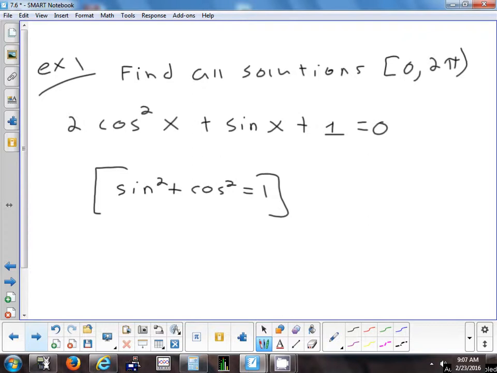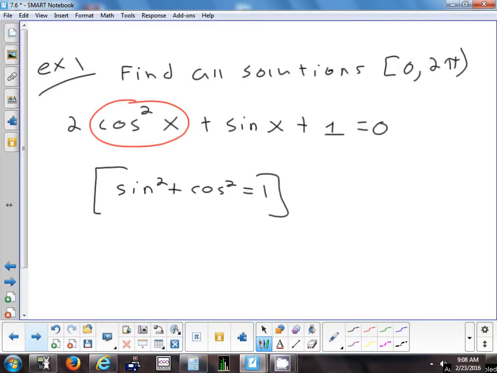Now, this is almost a quadratic type equation, but what's wrong with it? Yes, we have different trig functions. We have some sines and we have some cosines. We need to get just one trig function. My hint is going to be to get rid of this, and the way to do it is something we've learned before: sine squared plus cosine squared equals 1. That's a Pythagorean identity.